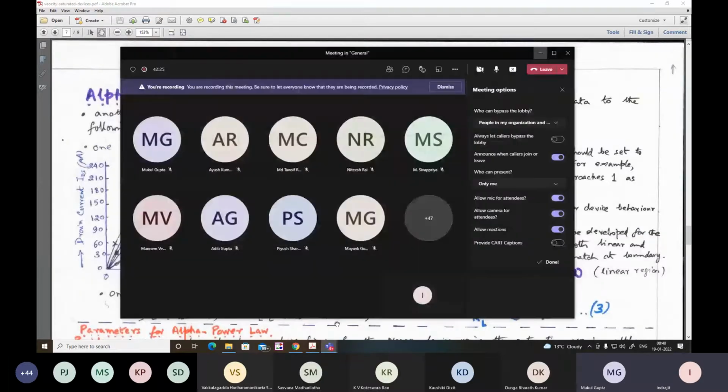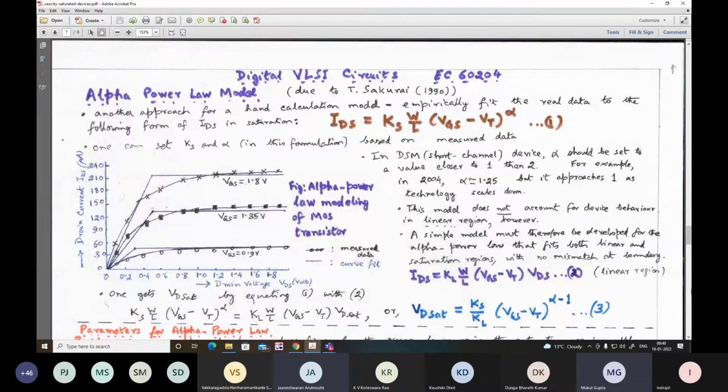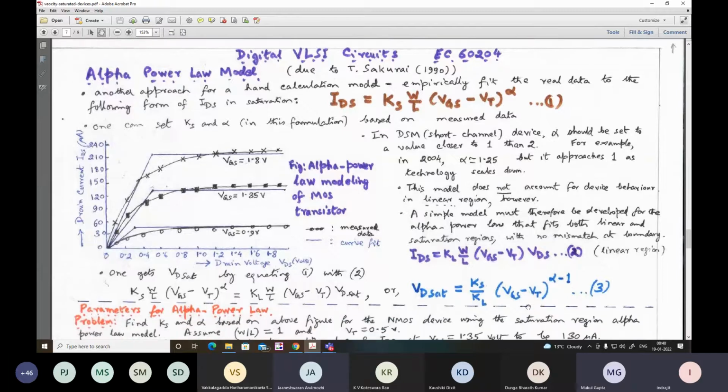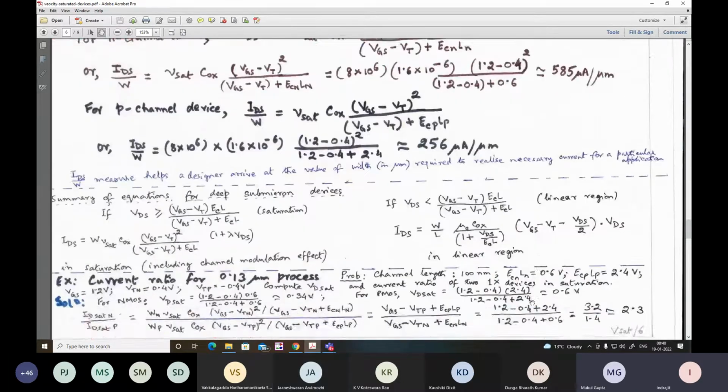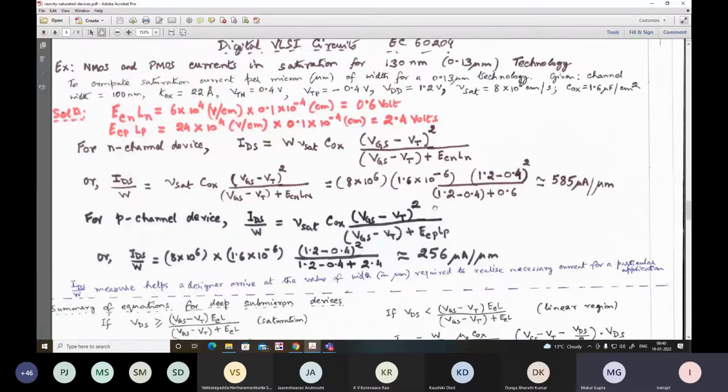Sir, for the 0.13 micrometer process, you took the length to be 0.1. So if we are given the 0.18 process, then what should we take? Okay, for the 180 nanometer process, the typical terminal value that you should take, VGS should be taken as 1.8 volt. And the technology threshold voltage will be provided.